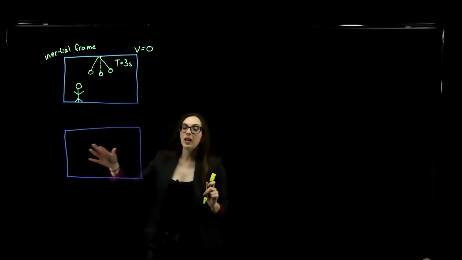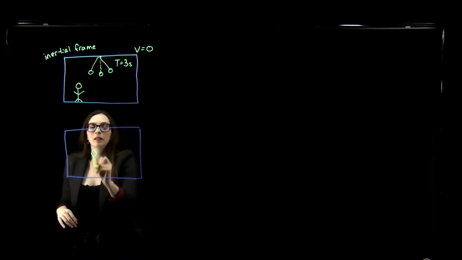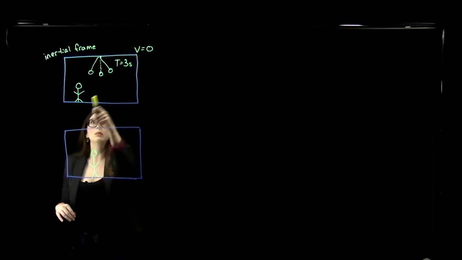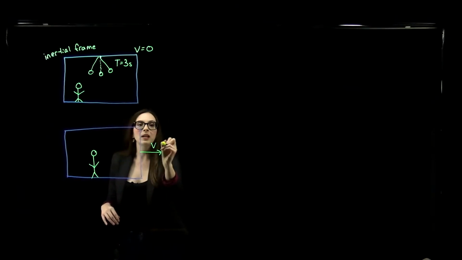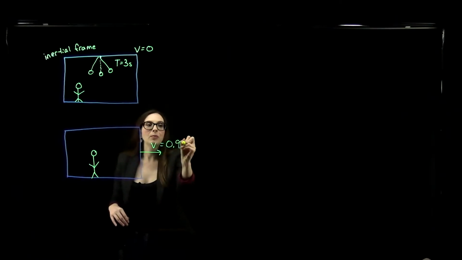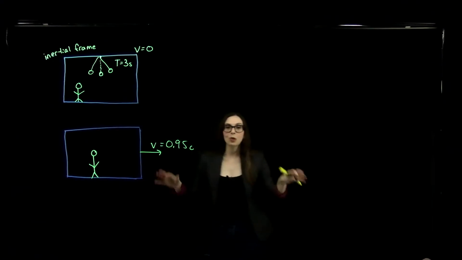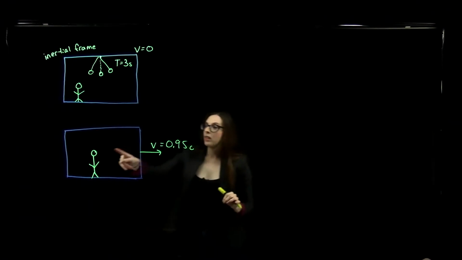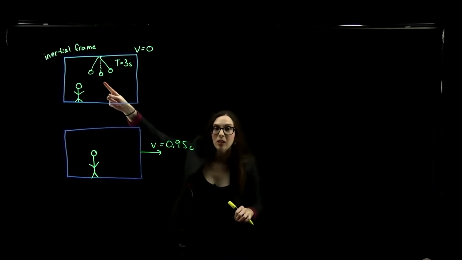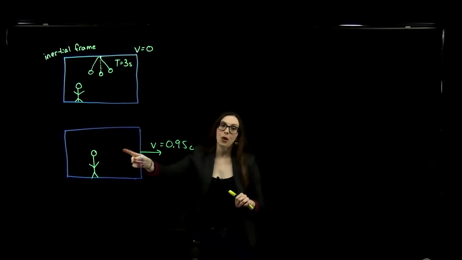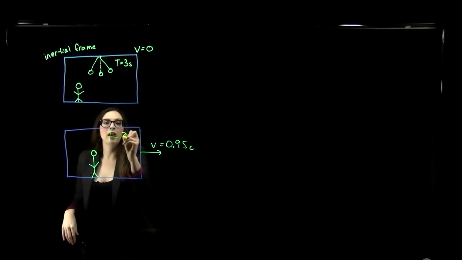Down here in my second room, I've got somebody else who's watching this pendulum swing back and forth, but they are moving at a speed of 95% the speed of light. Because they're moving so fast, so close to the speed of light, they are going to find that the period of oscillation of this pendulum is different. And we're going to figure out what that is. What do they measure that to be?